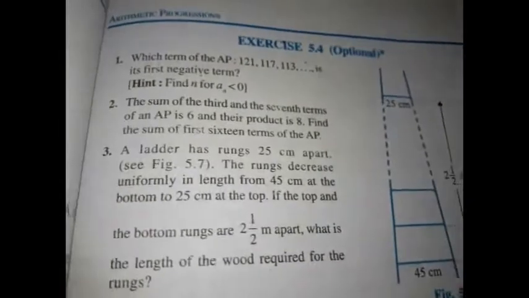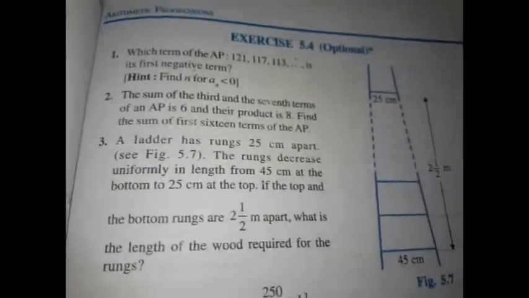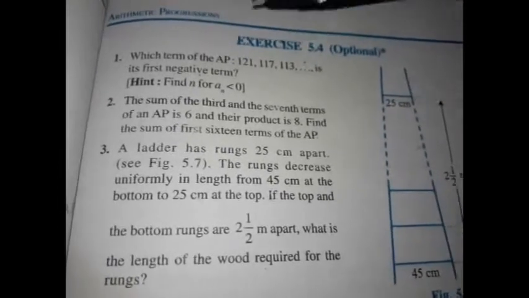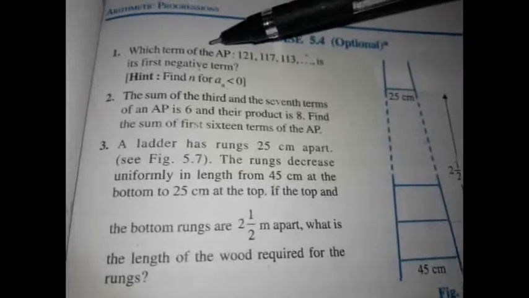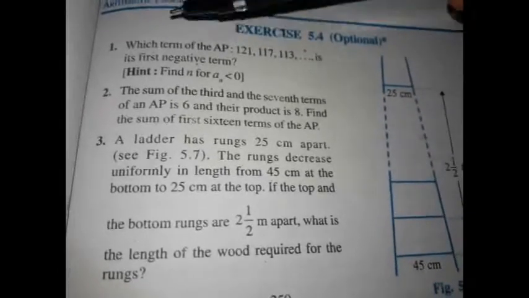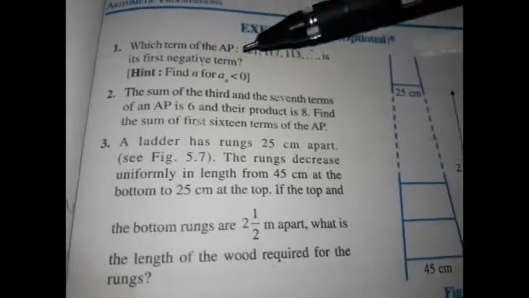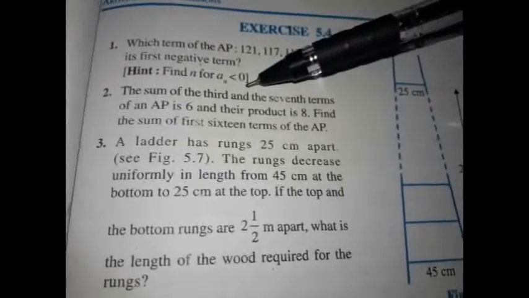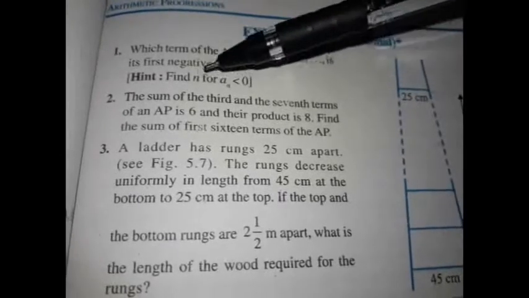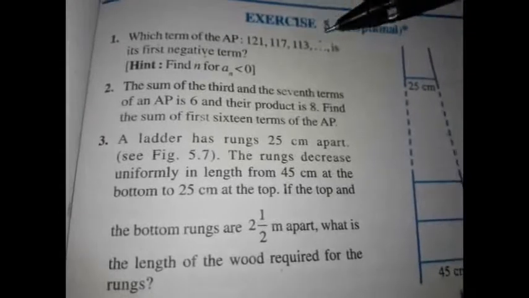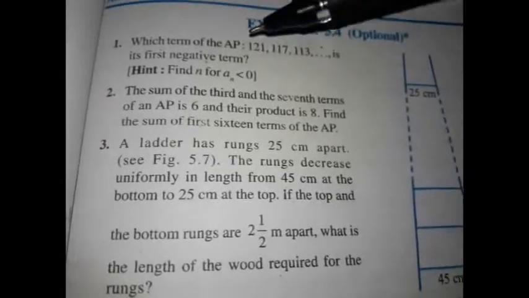Hello students, in today's class let us continue with exercise 5.4 in arithmetic progressions. So let us move on to the first question directly. Which term of the AP is its first negative term? So they have given you a clue also. Find n for an is less than 0. So what is given? Which term of this AP is the first negative term?